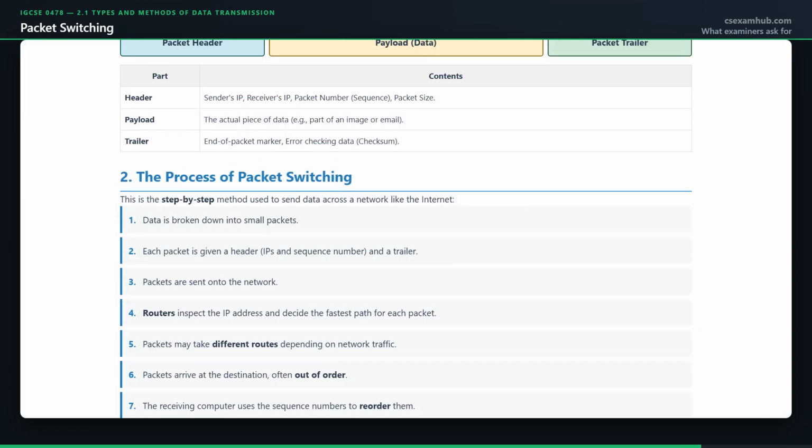3 things to take away. First, if you are asked what a packet contains, give the 3 parts by name: header, payload, trailer, and put the right things in each. The commonest error is putting the sequence number in the payload. It is in the header because the routing and reassembly machinery needs it without opening the data. Second, if you are asked why packets may arrive out of order, the answer is that each packet is routed independently and different routes take different times. Saying the network is busy is too vague. Third, if asked how the message is put back together, name the sequence number specifically and say the receiver uses it to reorder the packets. That single term is what the mark is for.